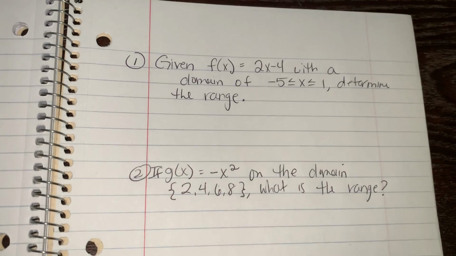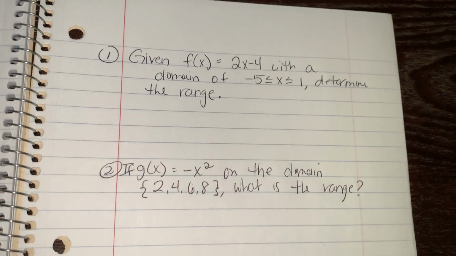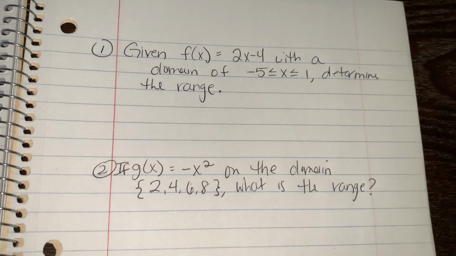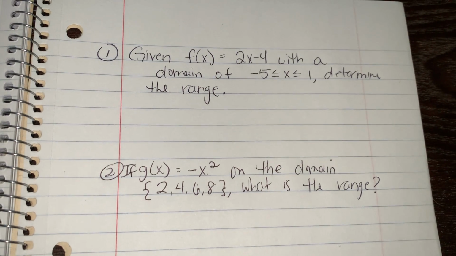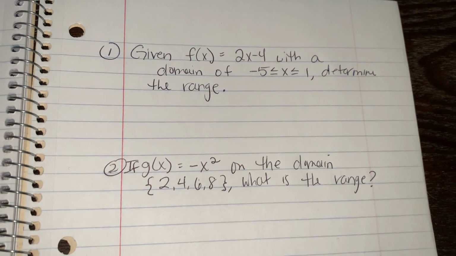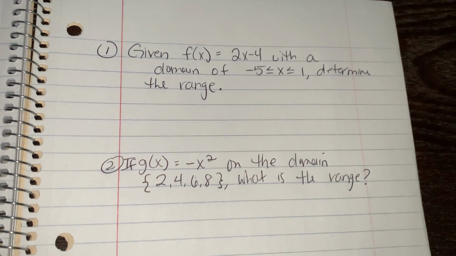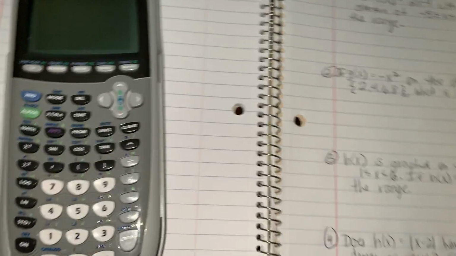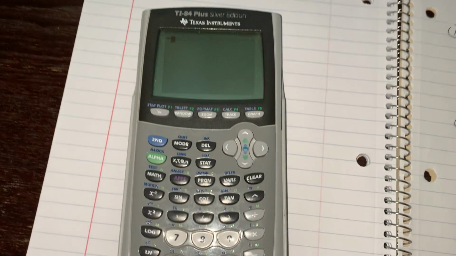Okay, so now we're going to look at a few different examples and use our TI-84 to figure out the range given a specific domain. Our first question says given f of x is equal to 2x minus 4 with a domain of -5 to 1, determine the range. So we go to our graphing calculator.